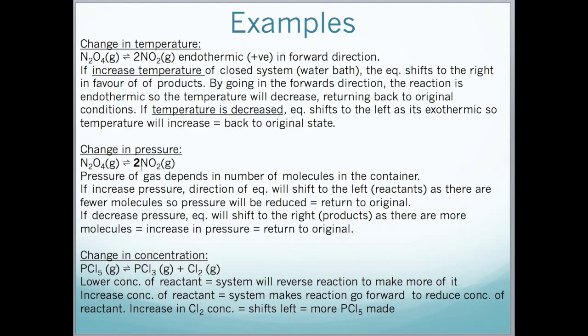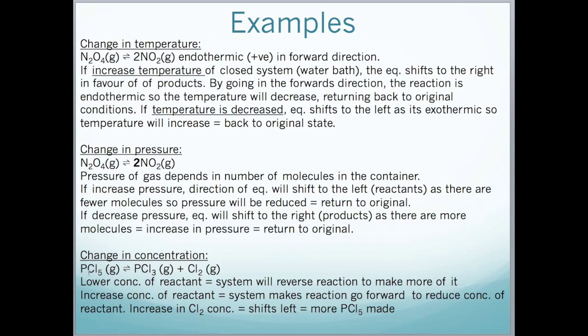If for the same reaction we decided to decrease the pressure, the equilibrium will shift to the right, so to the products, because there are 2 moles of nitrogen dioxide here, which would lead to, again, an increase in pressure and a return to the original.